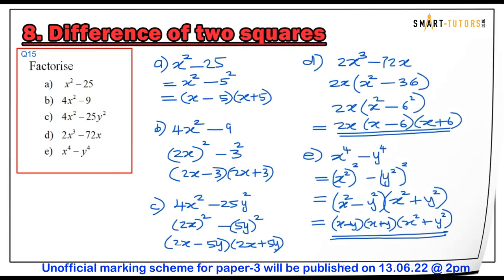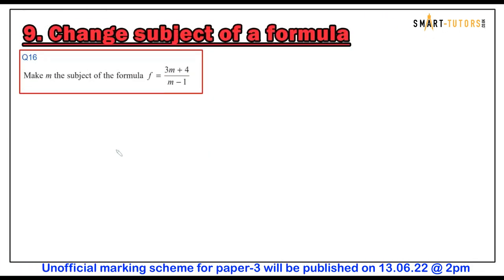That is the difference of 2 squared. Topic number 9. Change the subject of a formula. So I'm going to be showing one of the questions. This might come: f over 1 equals 3m plus 4 over m minus 1. In this question, the variable m is the subject in 2 places, denominator and numerator.